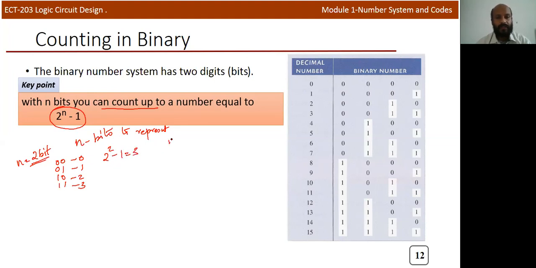Similarly, if you use n equal to 3 bits, you can write 000, 001, 010, 011, 100, 101, 110, 111, which correspond to 0 1 2 3 4 5 6 7. So here you can see that 2 raised to 3 minus 1, 8 minus 1, is equal to 7. So 0 to 7 you can represent.